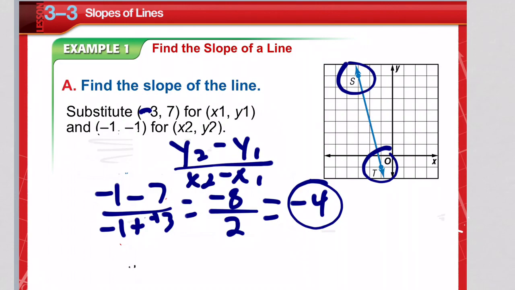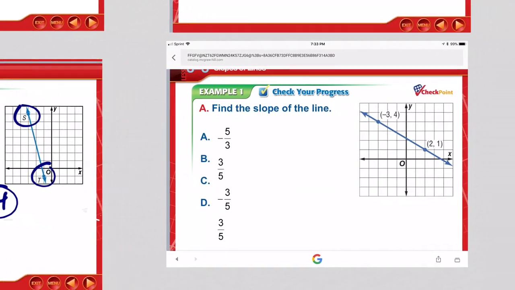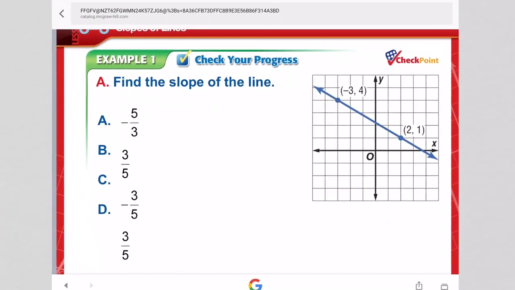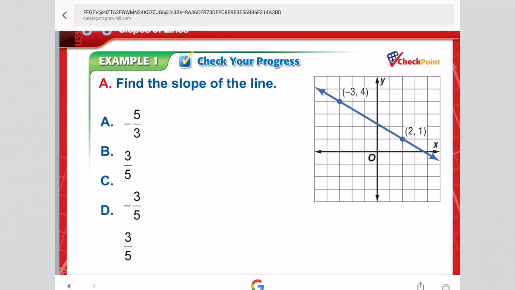So I want you, in your notes, please go ahead and try to find the slope of this line over here. So they give you the two coordinates. I'll go ahead and write down the formula for you again. y2 minus y1 over x2 minus x1, and see what you think the slope is.